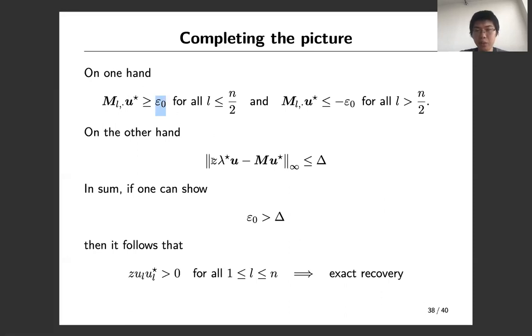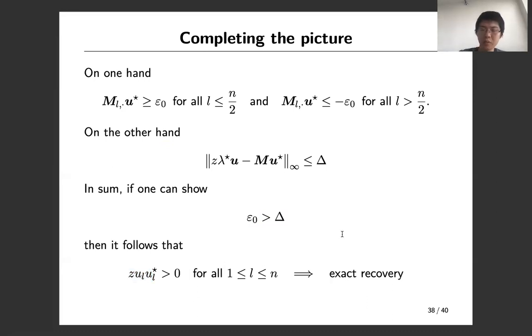On the other hand, we know this vector, the empirical eigenvector u, is not far away from this mu star vector in an element-wise sense. This is given by the L infinity perturbation theory, and the upper bound is delta. Combining those two, we will see that as long as one can show epsilon 0 is larger than delta, which is true by some simple linear algebra, it will naturally follow that Z_l has the same sign as u star_l. Since we classified the nodes based on the sign of this u_l, we soon realize that this indicates exact recovery of all the nodes by the spectral method.